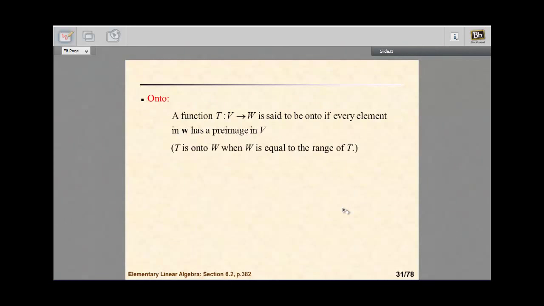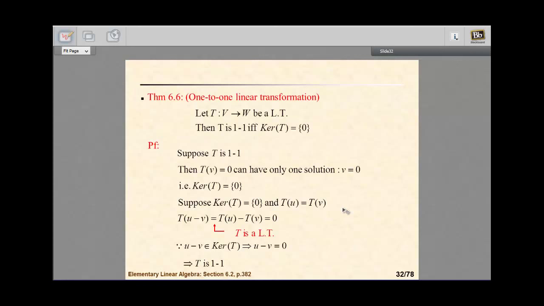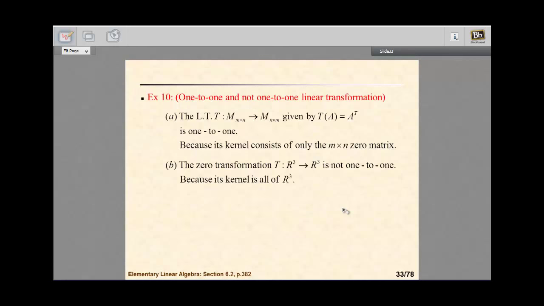There are some more on one-to-one functions. So if the kernel of T is equal to 0, then we say that it is one-to-one. Similarly, it is a proof. There is no need to prove it going into depth.